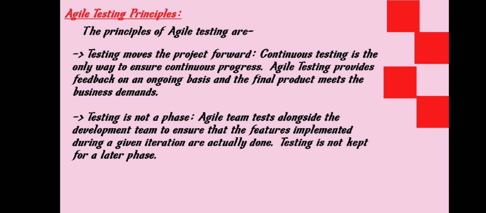Then next, Agile testing principles. The principles of Agile testing are: testing moves the project forward. In this, continuous testing is the only way to ensure continuous progress. Agile testing provides feedback on an ongoing basis and the final product meets the business demands. Next is testing is not a phase. Agile teams test alongside the development team to ensure that the features implemented during a given iteration are actually done. Testing is not kept for a later phase.